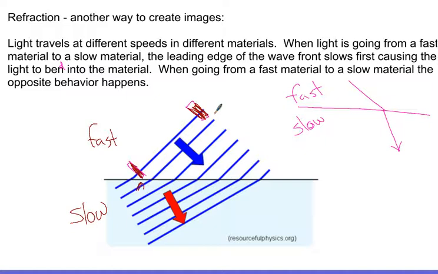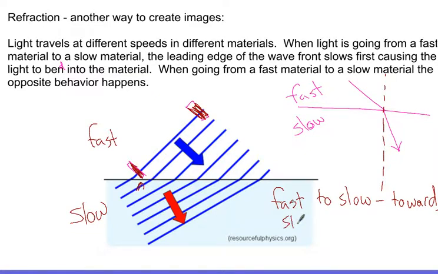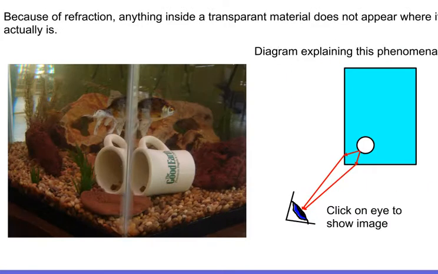So when we look at the rules for refraction, when you're going fast to slow, you bend towards the normal. And if you're going the other way, if you're going slow to fast, you bend away from the normal. Okay, so if it was going the other way, coming in, then it would bend away. So that can lead us to some different effects.